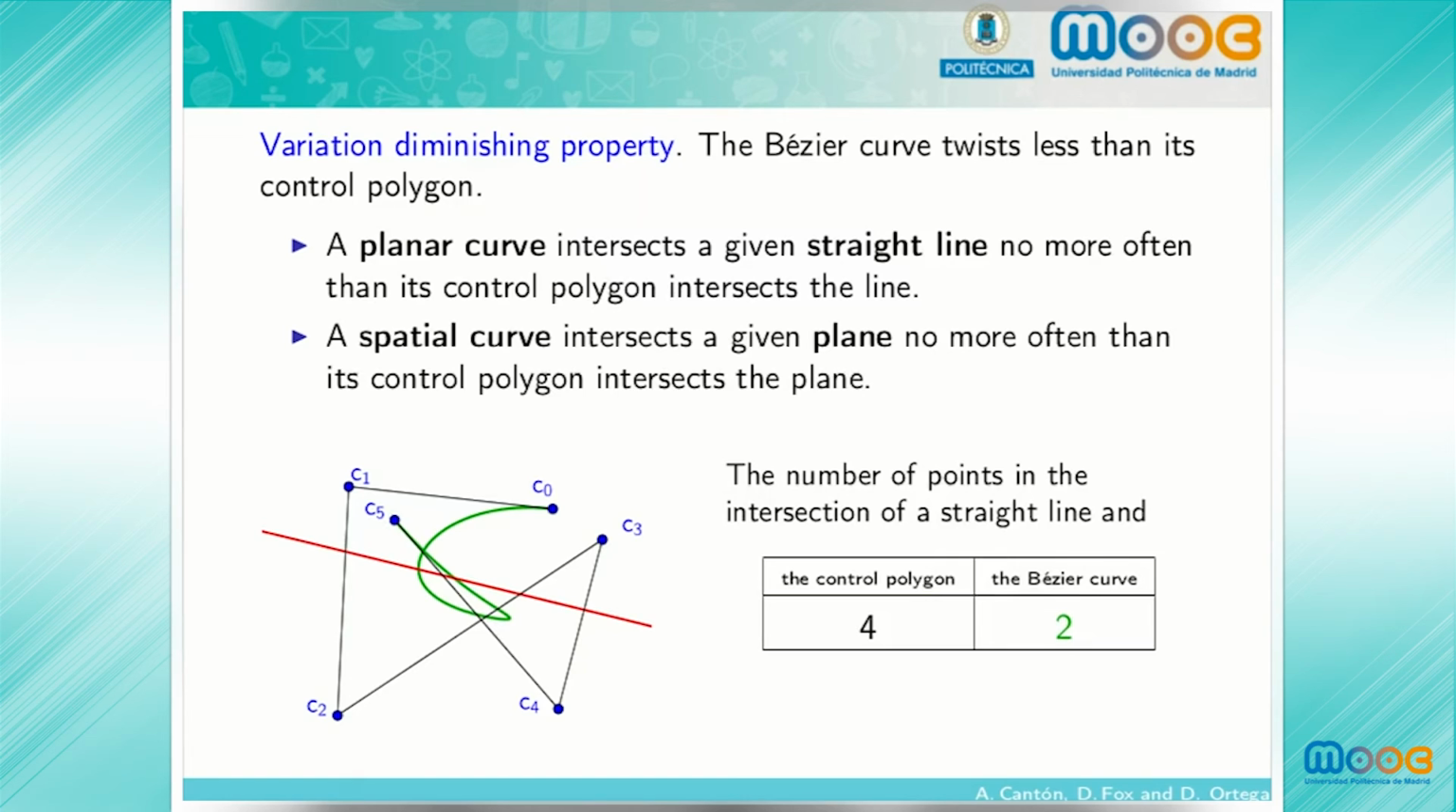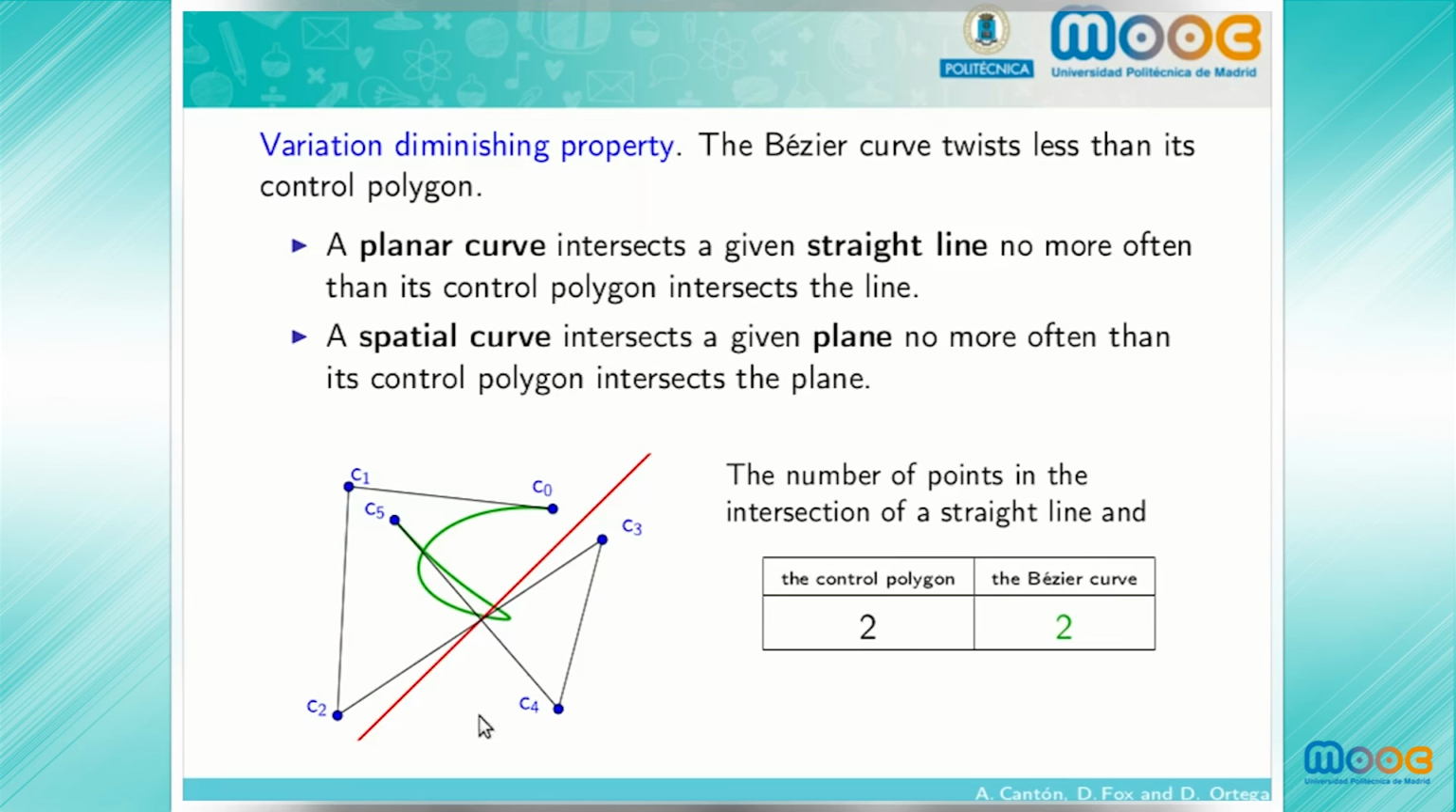The number of points in the intersection of the straight line with the control polygon is 4. 1, 2, 3, and 4. And the number of points in the intersection of the curve with the straight line is 2. 1 and 2. If we move the line, for this line we keep having 4 intersections with the control polygon and 2 with the curve. And here we have 2 intersections with the control polygon and 2 with the curve. Here the same, and again the same.